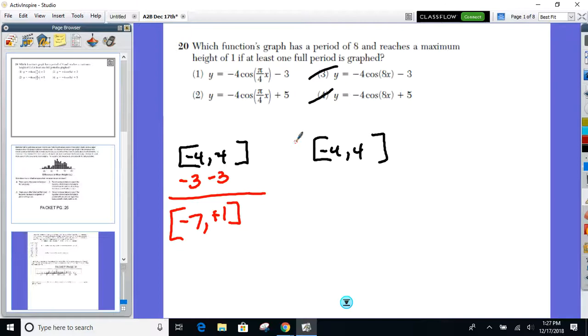This one is a shift up 5. What's the new minimum? They're setting you up, man. You see the 1, you're like, boom, circle it. But that's a minimum. I needed the maximum of 1. So that's why it's choice 1.